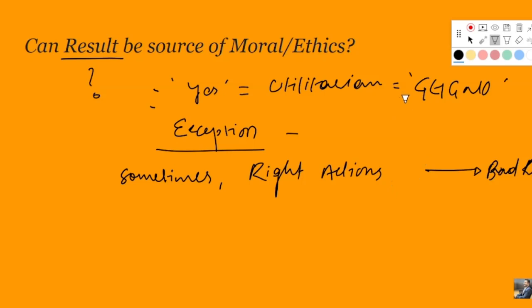If we see this from the utilitarian point of view, then this would be directly immoral or unethical, because it leads to bad results. But here the action was right, so will it be just to consider this particular action unethical? Only the action was in the control of the individual. Despite the bad result, will it be just to consider that action immoral or unethical? So this is one exception.